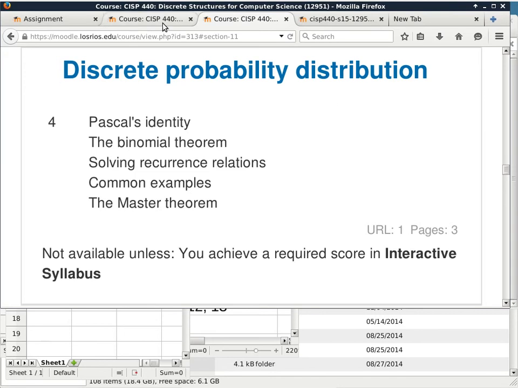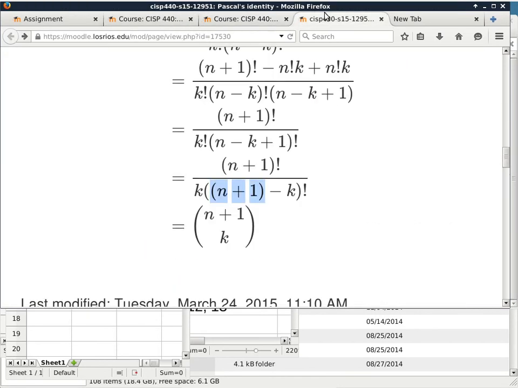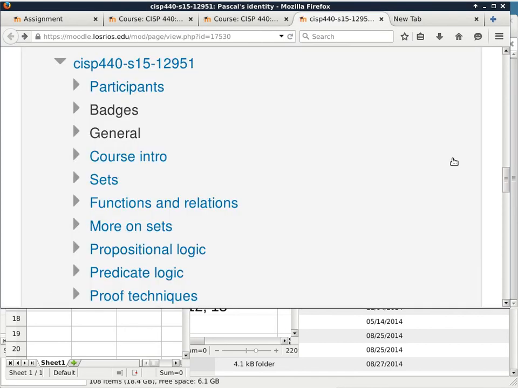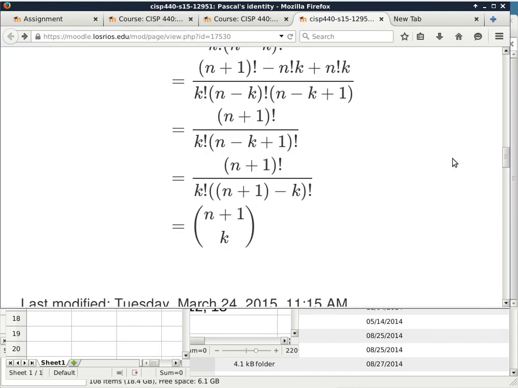Let me get back to the page and see if you guys have any more questions about it. Any more questions about Pascal's identity? I apologize for the mistakes. So it's all fixed now. There we go. Questions?